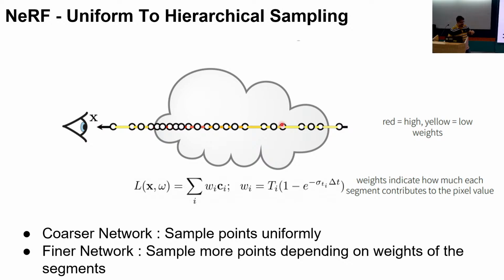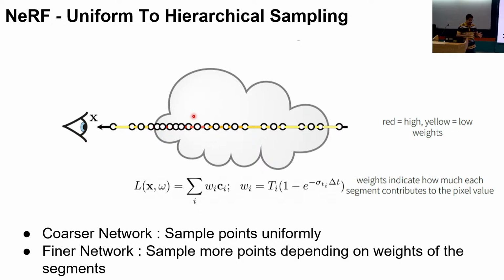And then in the second pass, you do much finer sampling in the regions where density is more. So for example, here the red points are basically this red part. It denotes that the density is high there. So in the second pass, the model will sample more points from here. And it makes sense, right?